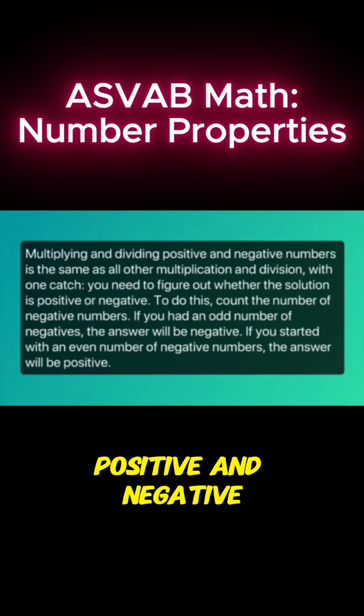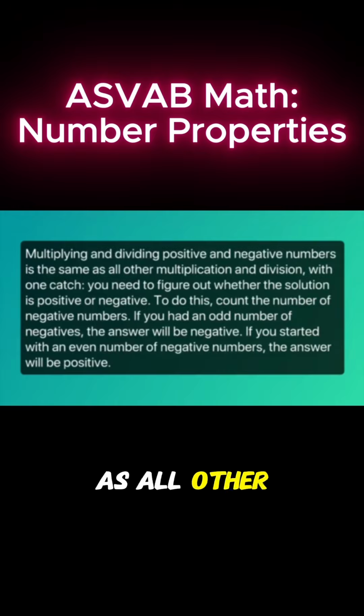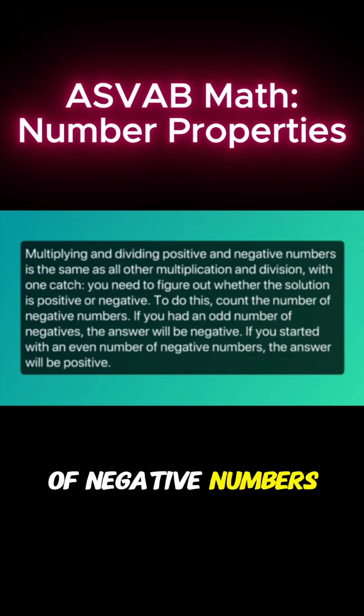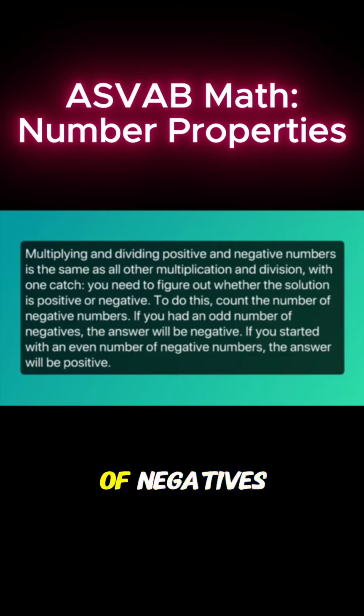Multiplying and dividing positive and negative numbers is the same as all other multiplication and division, with one catch. You need to figure out whether the solution is positive or negative. To do this, count the number of negative numbers. If you had an odd number of negatives, the answer will be negative. If you started out with an even number of negative numbers, the answer will be positive.